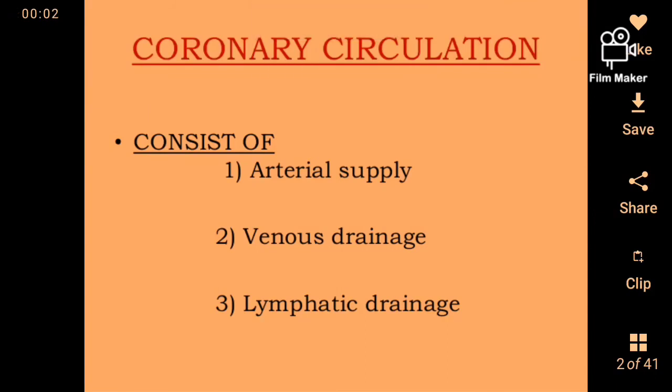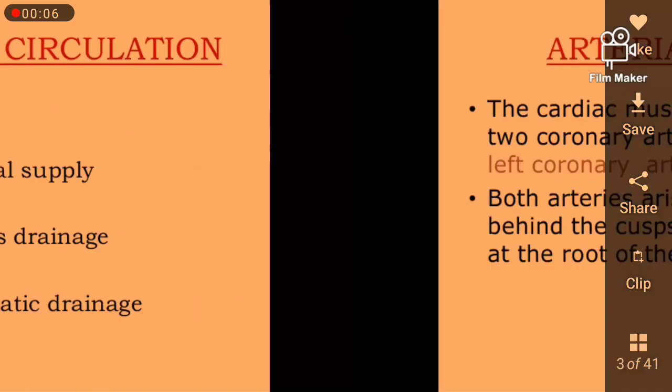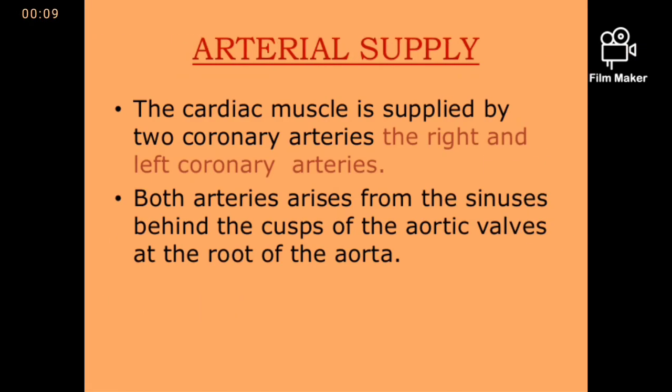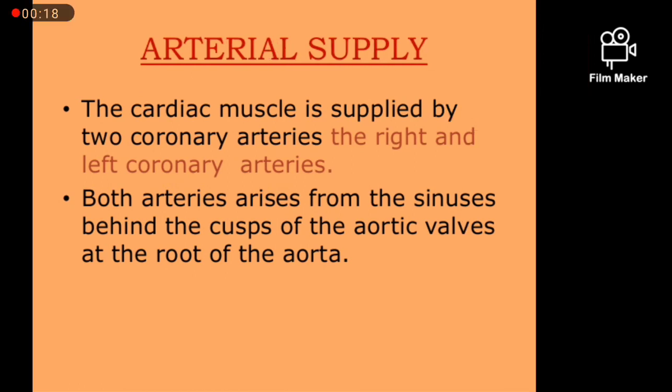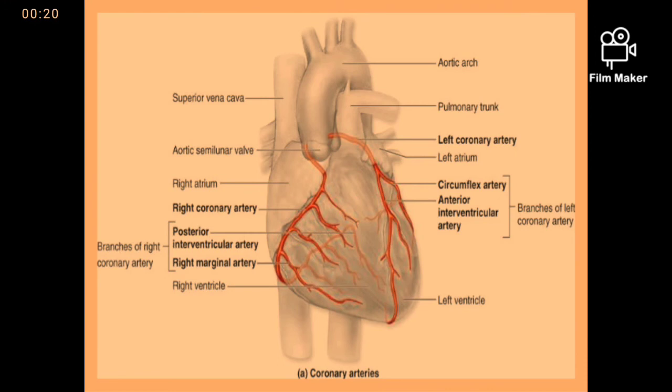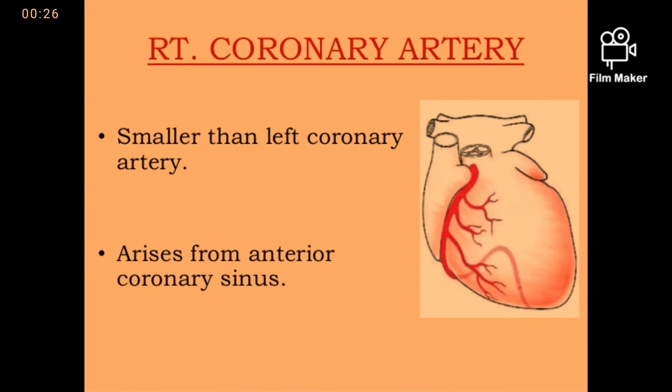Coronary circulation consists of arterial supply, venous drainage, and lymphatic drainage. Arterial supply: the cardiac muscle is supplied by two coronary arteries, the right and left coronary artery. Both arteries arise from sinuses behind, and here you can see the diagram: right coronary artery and left coronary artery.